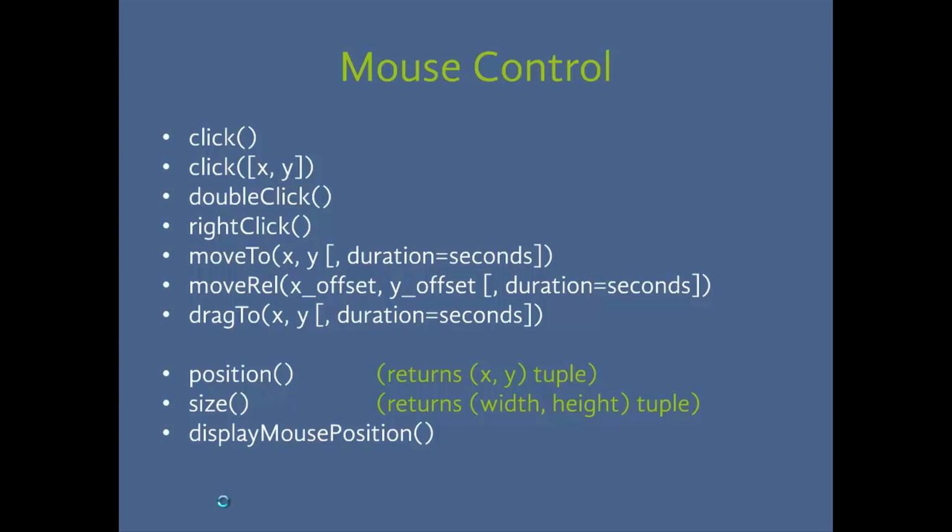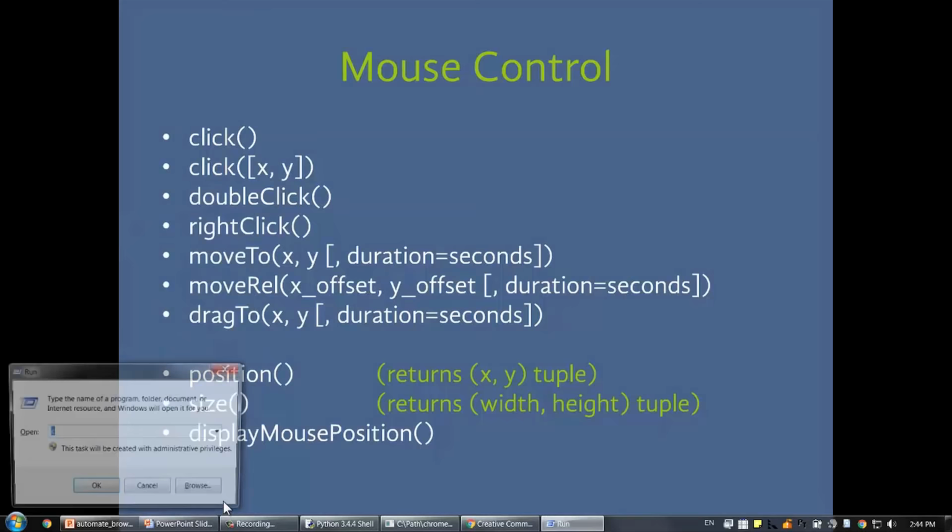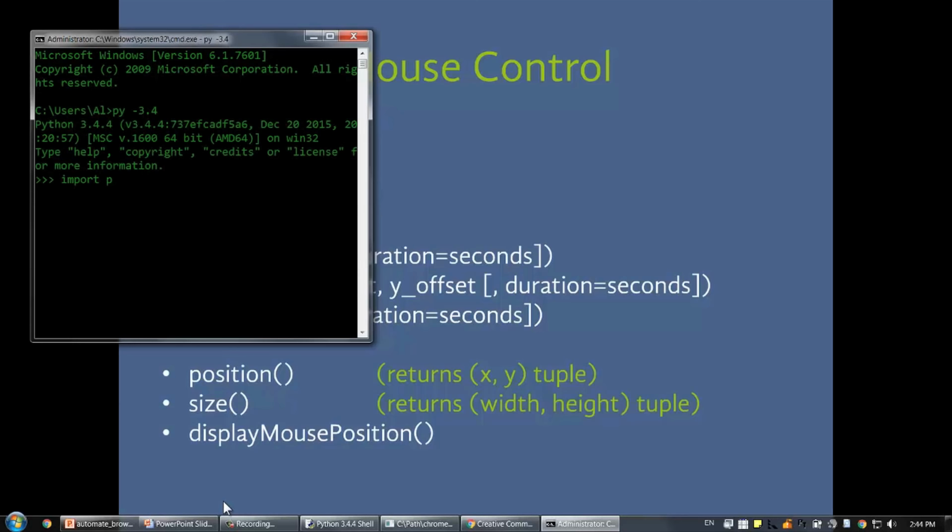And then if you wanted to get where the mouse pointer is currently, there's position. If you want to get the resolution of the screen, there's size. And then there's this tiny function, kind of like a mini program inside this module, called displayMousePosition, which I will now go back into the dreaded live demo and see if this actually works. Okay, so import PyAutoGUI.